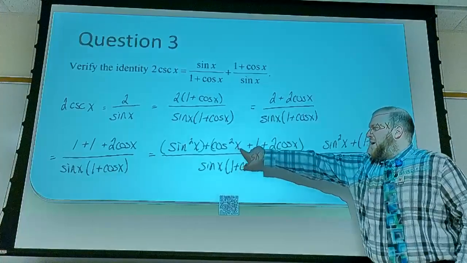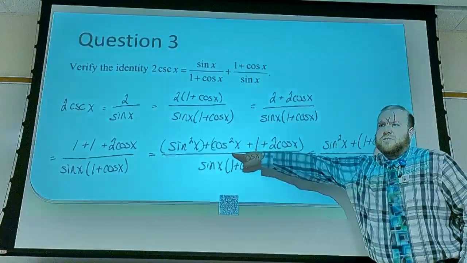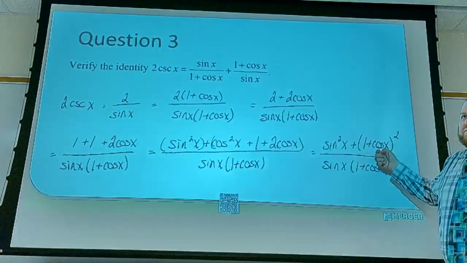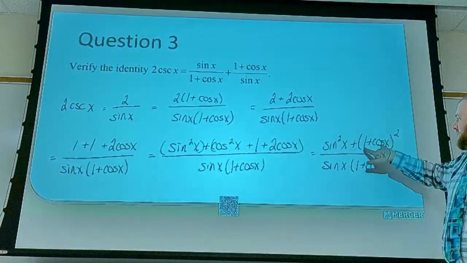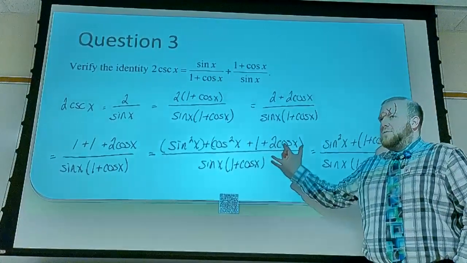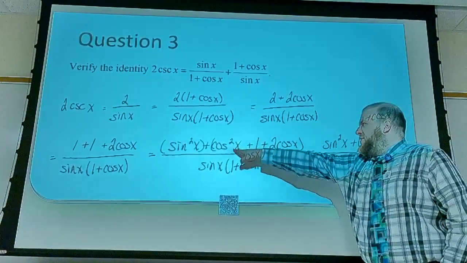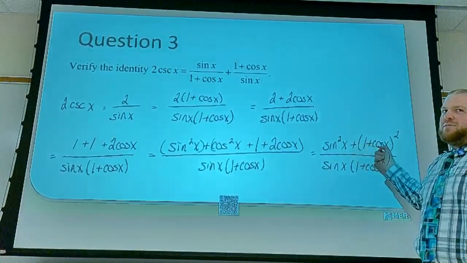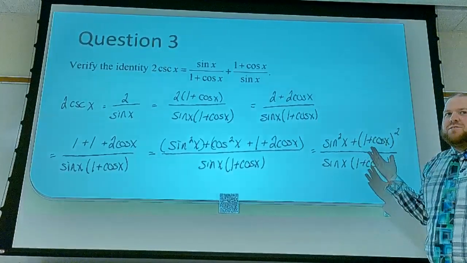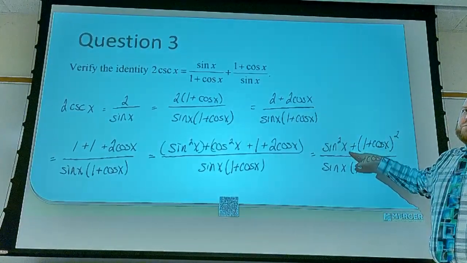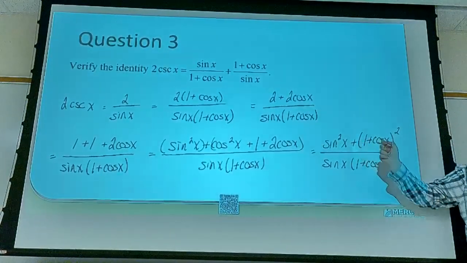this is a perfect square binomial. One plus cosine all squared. And again, remember the order in which you write doesn't matter. So you could write this as cosine plus 1 all squared, just changing the order. You're allowed to do that with addition. And then it's attached by addition. Write this as two separate fractions.